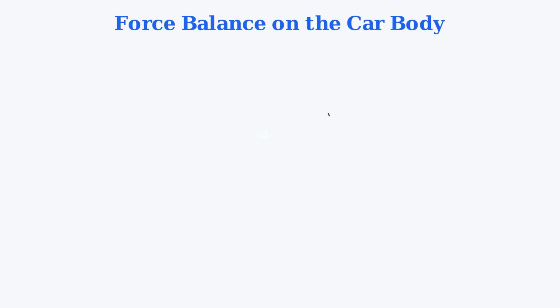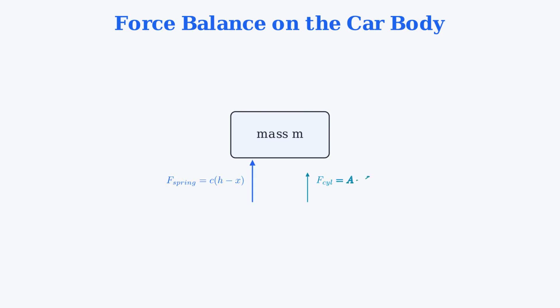Now part B, the differential equation. We use Newton's second law. The sum of all forces on the car body equals mass times acceleration. Let us write m times x double dot equals the sum of forces, F sigma. What forces act on the car body?